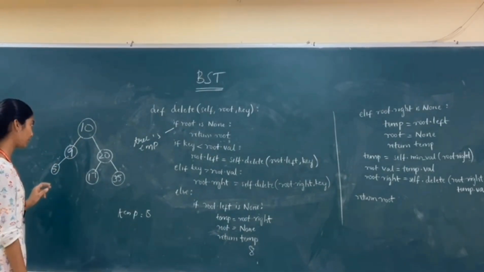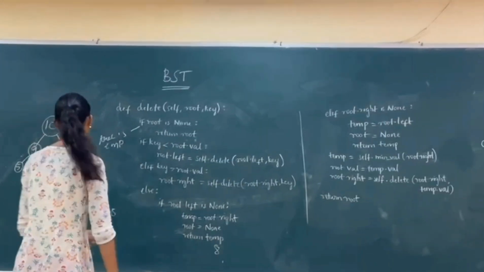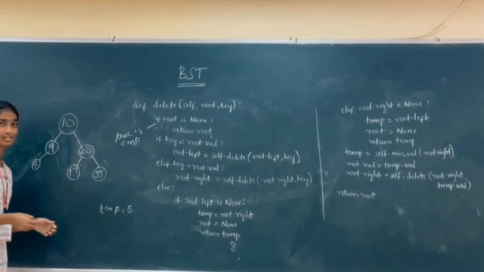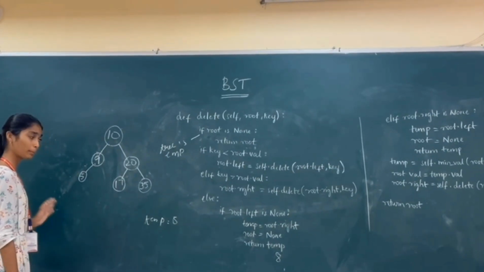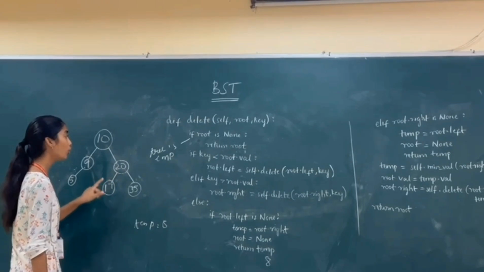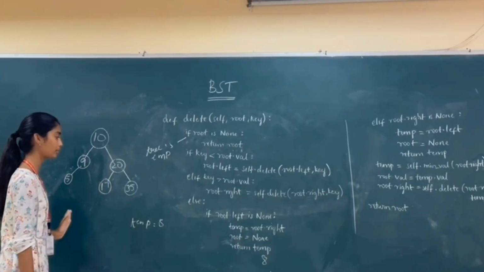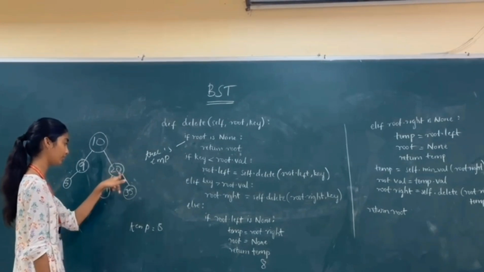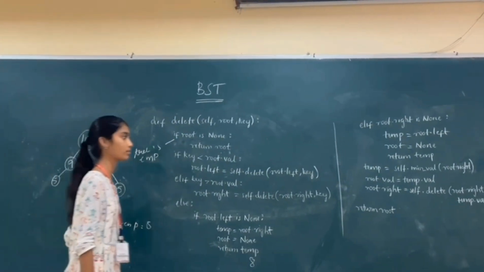Now this is the case where the root has two children. Let's see the case. If the root has two children, then you have to consider the in-order predecessor or in-order successor. In-order predecessor means you replace the root value with the maximum element in the left subtree, or in-order successor means you replace the root value, here 20, with the minimum value in the right subtree. Let's see the case.